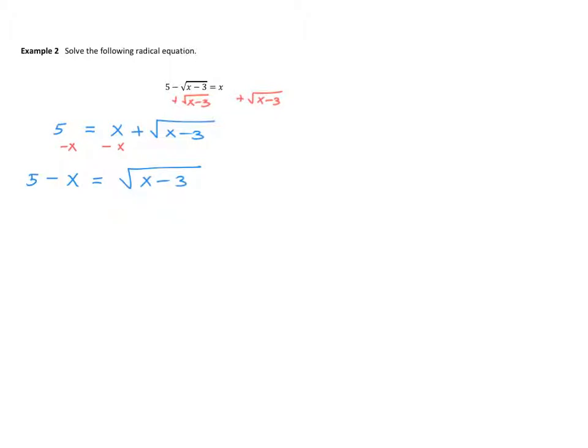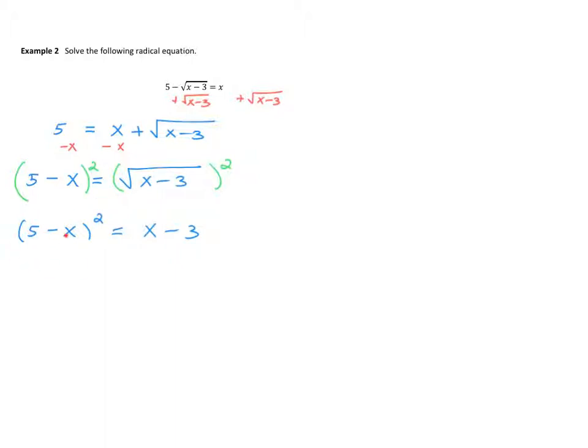It's at this point where I can say, if these two things are equal, then the square of these two things must be equal as well. On the left, we get 5 minus x squared, whatever that is, but on the right, the square root squared is just x minus 3. So here's my goal. I want to square this thing out and somehow solve that resulting equation.